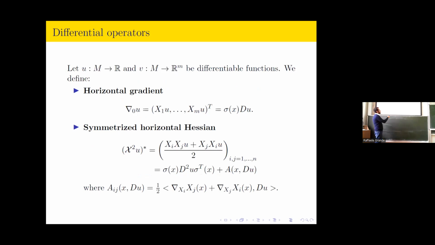This is in a general setting, but we can write them in the Heisenberg group like x1 u, x2 u. The interesting thing is that when you compute the Hessian in this setting, the Hessian has not only second order derivatives, but also first order derivatives, which makes the problem much more difficult to deal with when you deal with a partial differential equation. And that's something that we have to consider in some settings.